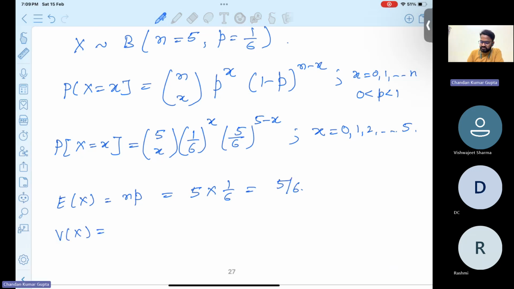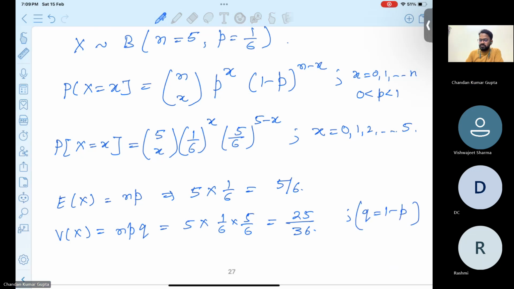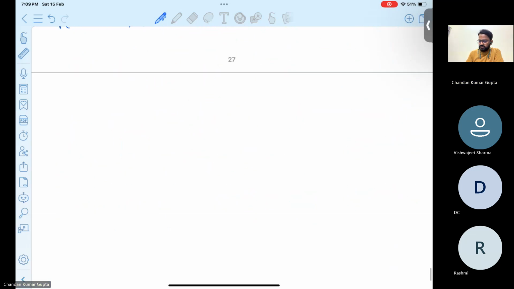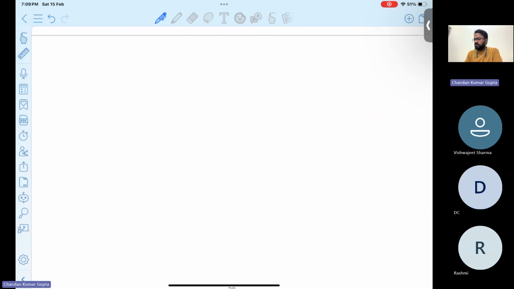And the variance is npq, where q is 1 minus p. So 5 into 1 by 6 into 5 by 6 comes out to be 25 upon 36. So you can construct many kinds of questions, even from a single question. We have also one question here, like the number of patients who... Let me write some other question, then I'll come to this part.